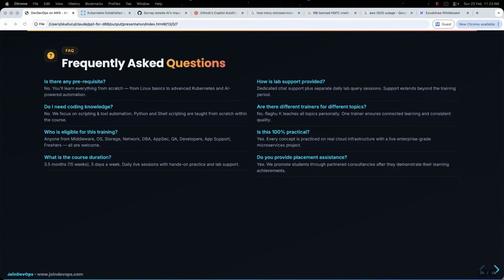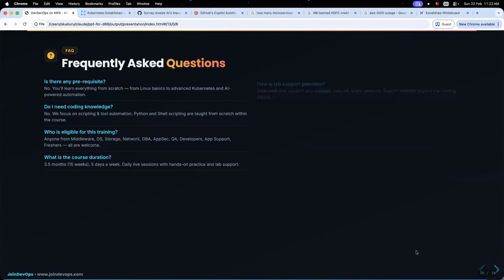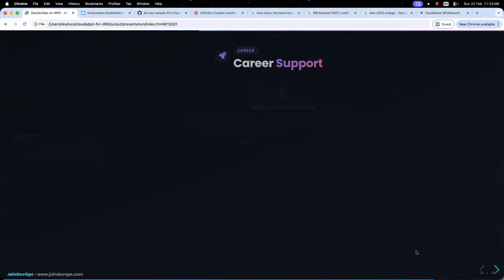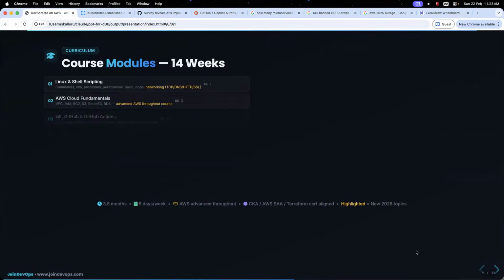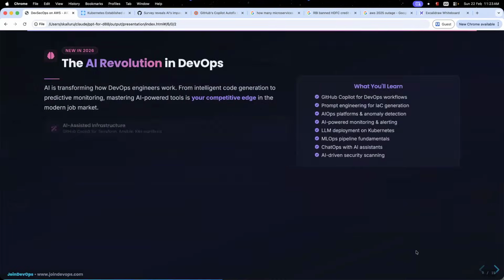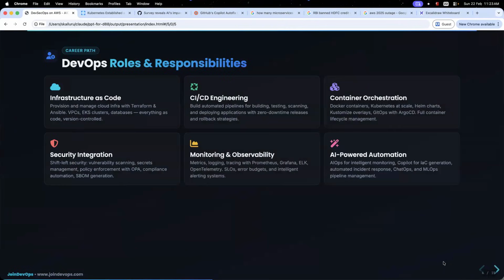CI/CD is a very small aspect, by the way. There are other big things in the roles and responsibilities when you look at it. CI/CD is just one part of it, and also a small part. So these are the ones. Okay, got it.